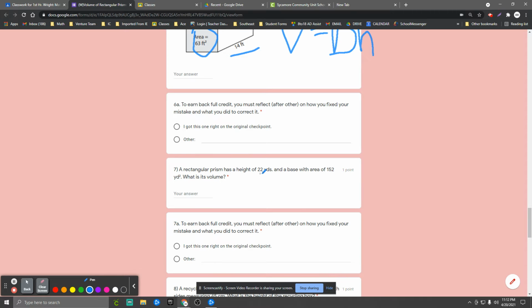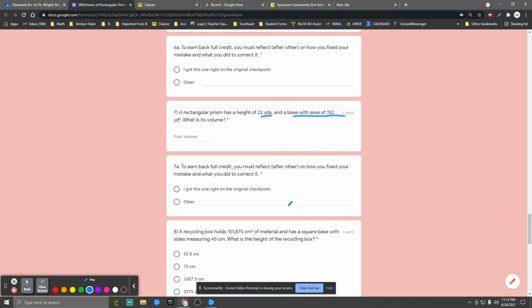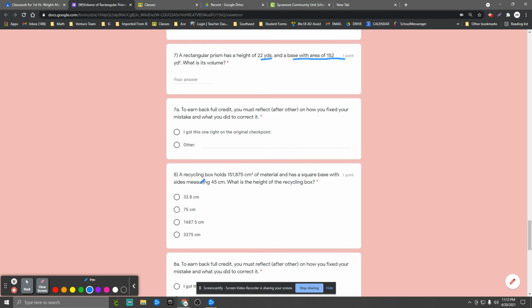A rectangular prism has a height of 22 yards and a base with the area of 152. So again, you're going to be using the formula of the volume equals the area of the base times the height. And reflect.